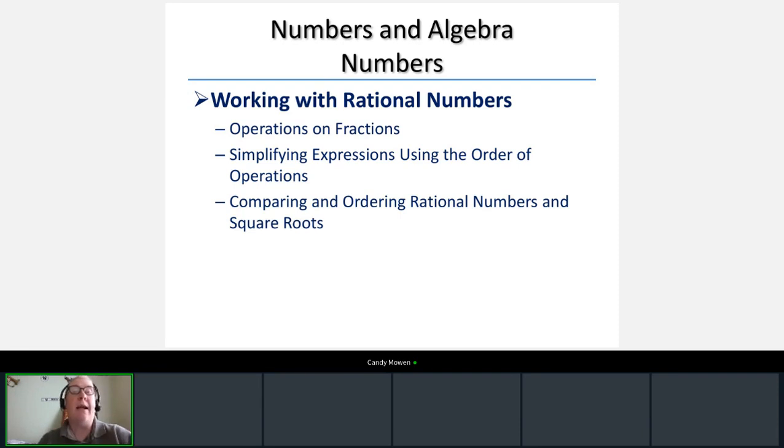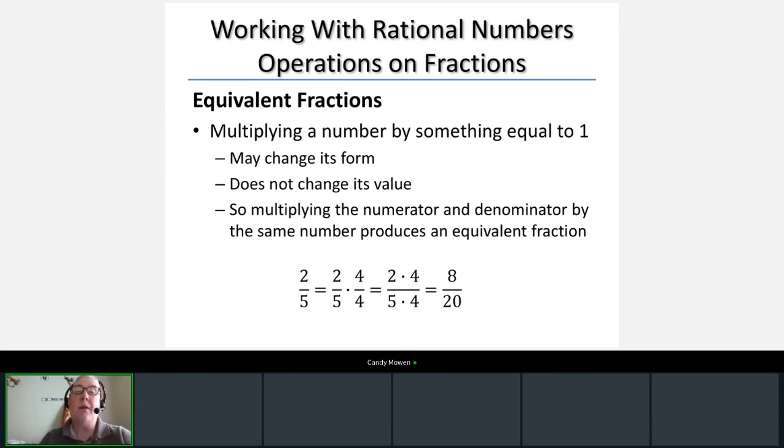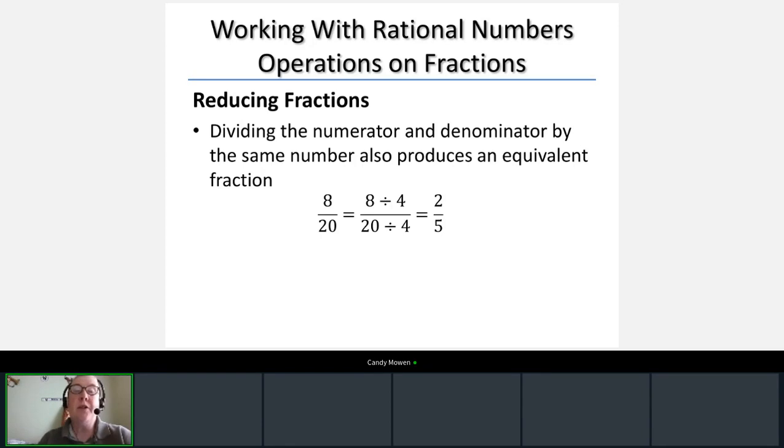Working with rational numbers, we're going to look at operations on fractions, simplifying expressions using the order of operations, and comparing and ordering rational numbers and square roots. Equivalent fractions: multiplying a number by something equal to 1 may change its form, but does not change its value. So if you multiply 2/5 by 4/4, that's as if you're multiplying it by 1. So you can do 2 times 4 is 8, and 5 times 4 is 20. 8/20ths reduces to 2/5. Reducing fractions: always reduce the numerator and denominator. Do not leave them without reducing down to where it is no longer reducible, as with 2/5.